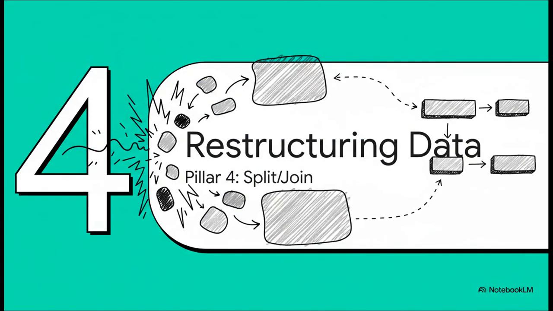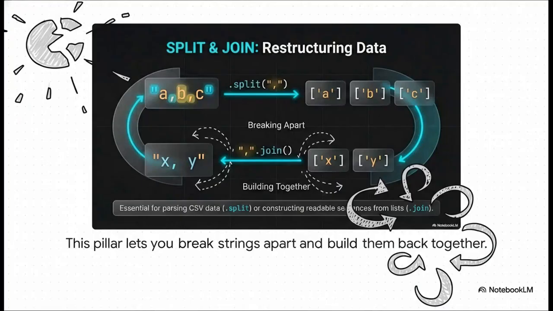And that brings us to our final and maybe most powerful pillar. Pillar 4, restructuring with split and join. This is where we go beyond just cleaning text and start to fundamentally change its data structure. I love this slide because it shows the beautiful symmetry between splitting and joining. Up top, you see the .split comma method. It takes a single string, breaks it apart at every single comma, and creates a nice clean list of individual items. Then, the reverse process at the bottom uses .join to take that list of items and build them back together into a single cohesive string, using, in this case, a comma as the glue.